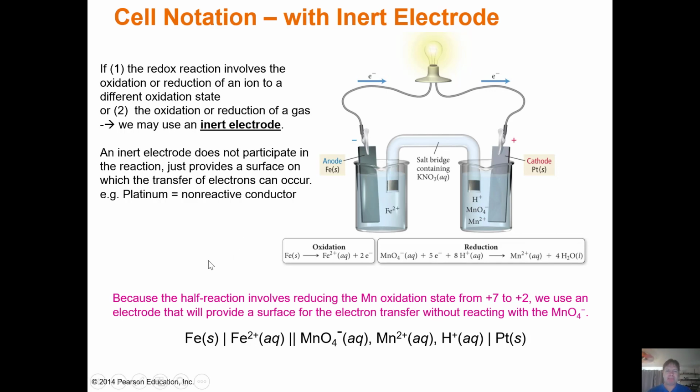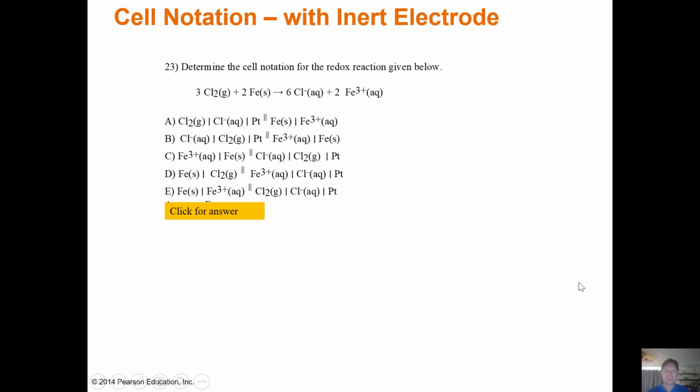If this were the case, this part of the cell notation is similar to what we've seen before. We have the double line, and then we have everything present in that electrolyte solution. So we have both forms of the manganese, before and after reduction. The hydrogen ions are also present, and then we have the single line and the electrode. So there can be other things going on where the electrode itself is not dissolved. An additional example here of that, so you can try that one out as well.